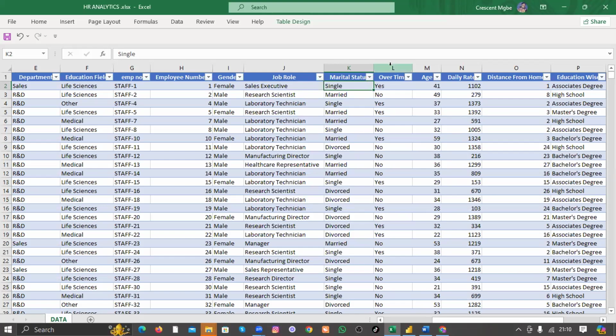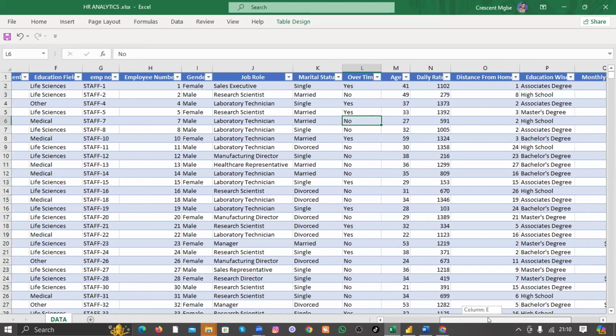All right. So the next one is overtime. Now they want to know how many staff work overtime, how many staff do not work overtime, and all that. So they want to know how many staff work overtime during their stay in the organization.